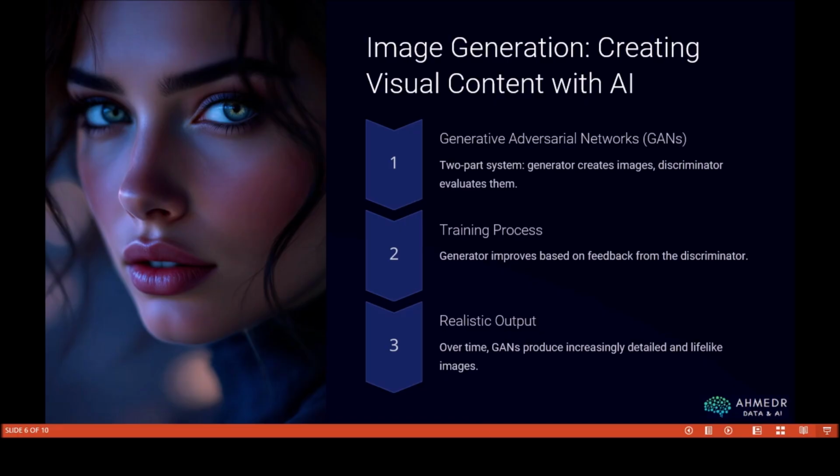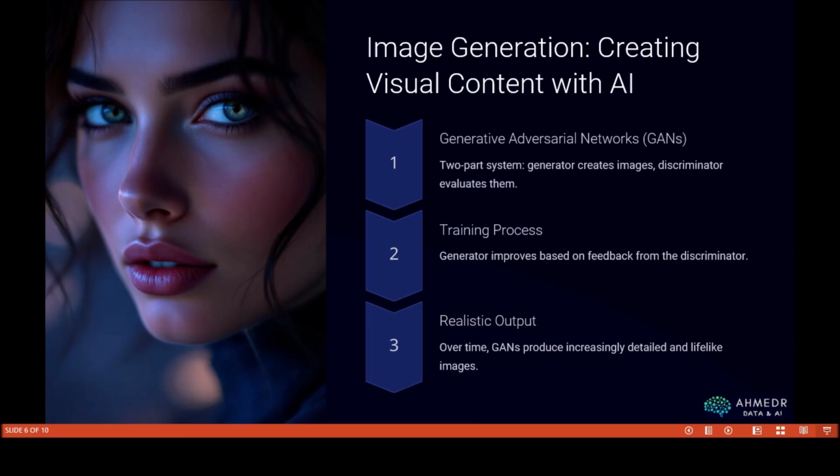Next, let's talk about image generation. One of the most exciting developments in computer vision is image generation. With the help of models like Generative Adversarial Networks, GANs, AI can create new images from scratch or modify existing ones. GANs have two parts: the generator that creates images and the discriminator that evaluates them, ensuring that the generated images are as realistic as possible.